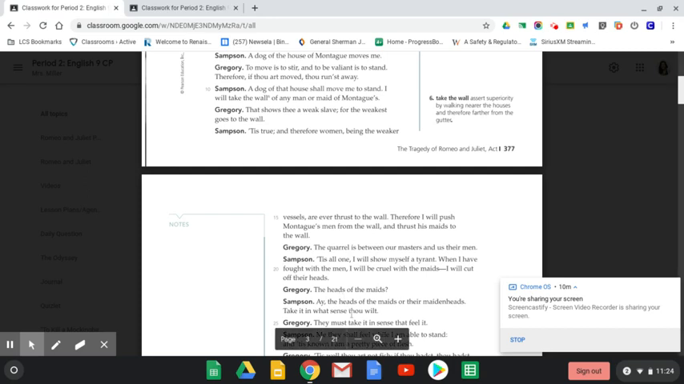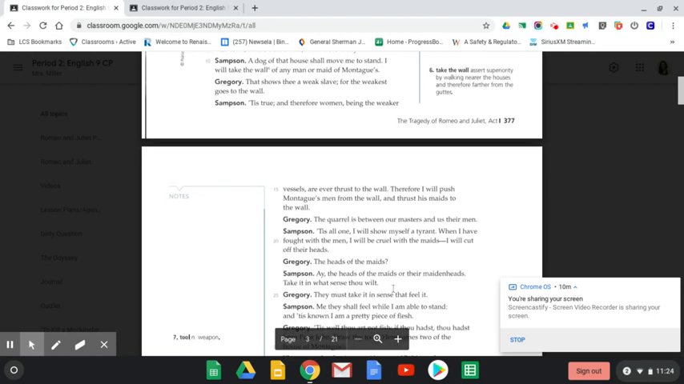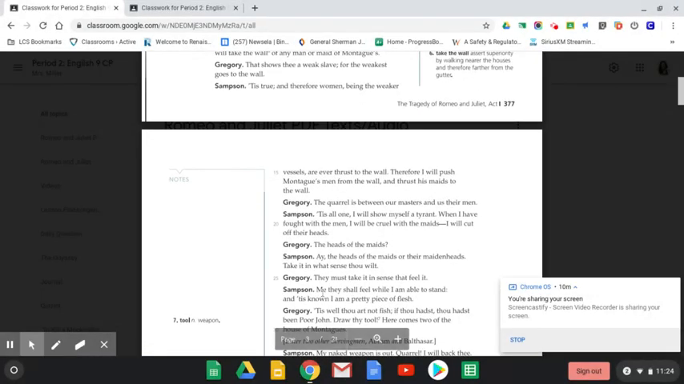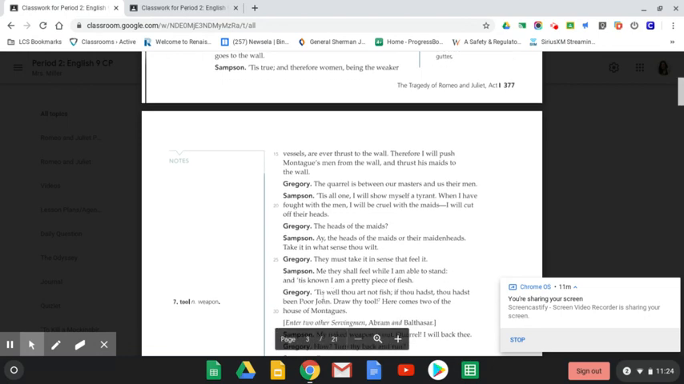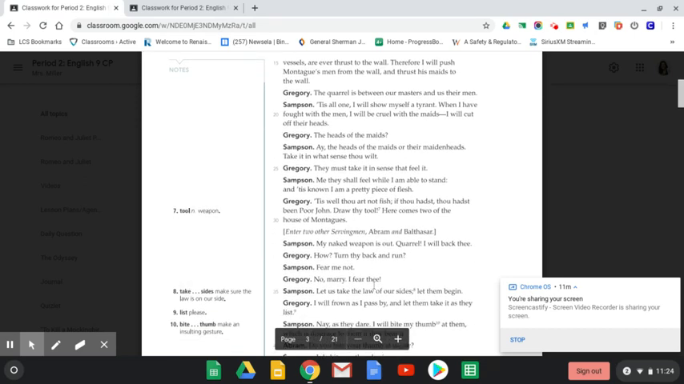"The heads of the maids?" "Aye, the heads of the maids, or their maidenheads. Take it in what sense thou wilt." "They must take it in sense that feel it." "Me they shall feel while I am able to stand, and 'tis known I am a pretty piece of flesh." "'Tis well thou art not fish; if thou hadst, thou hadst been poor John. Draw thy tool! Here comes two of the house of the Montagues." So here we've got two more people entering.